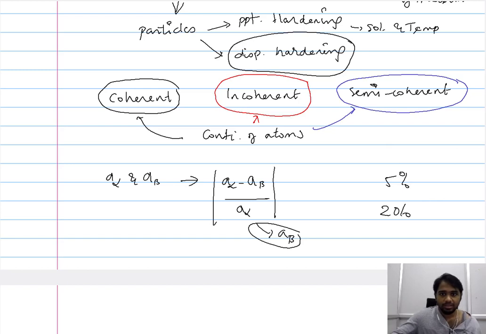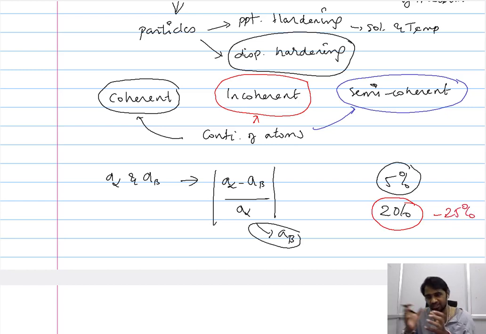So in case of 5% and below, you have a coherent interface. Above 20%, you have an incoherent interface. Of course, I've also seen literature where this has been treated as 25% as well. So again, since this is a range, you have some wiggle room. Now between these two, that is between 5 and 20%, whatever you have will be a semi-coherent interface.